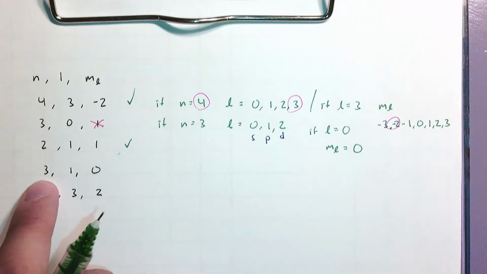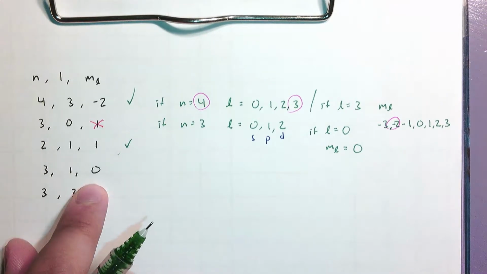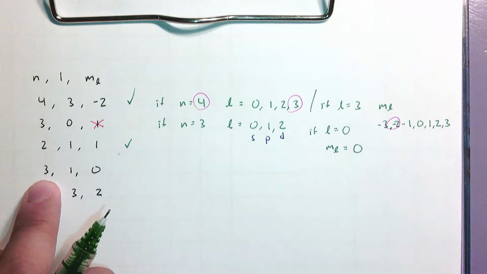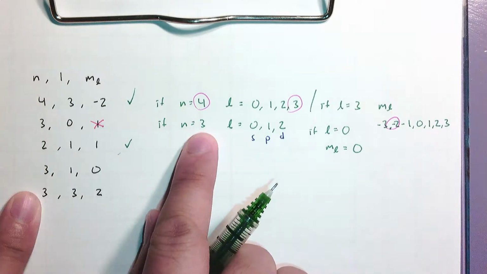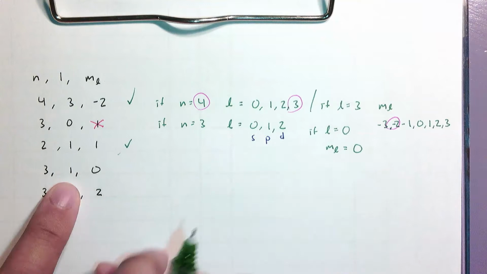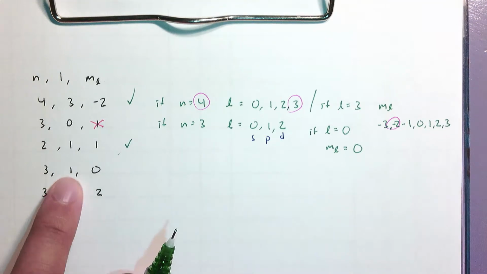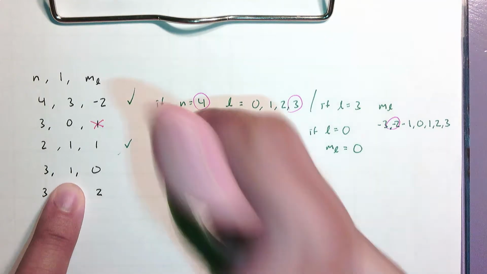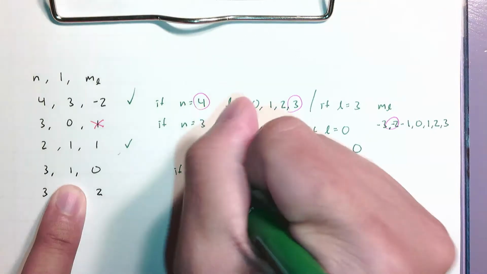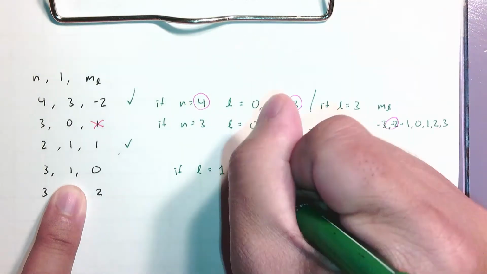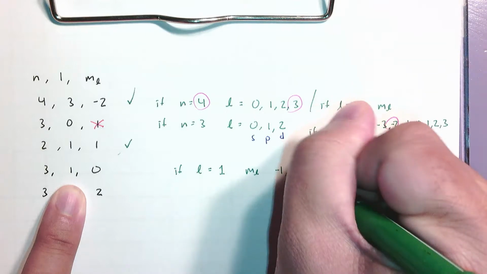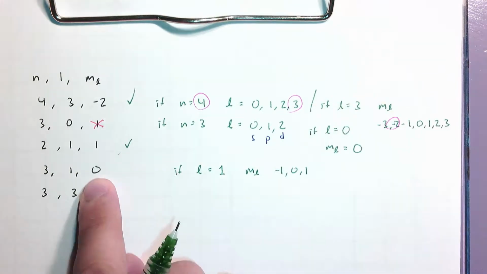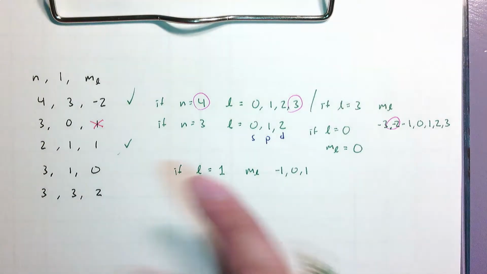Next one, 3, 1, and 0. Energy level 3, and we have that here. Okay, the possible L's are 0, 1, and 2, so we have that there. And yes, a p orbital, right? If L equals 1, m sub l can equal -1, 0, and 1. So there's 0 for that one. That one's possible.